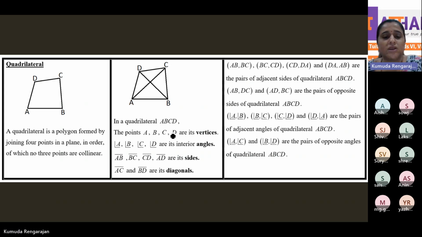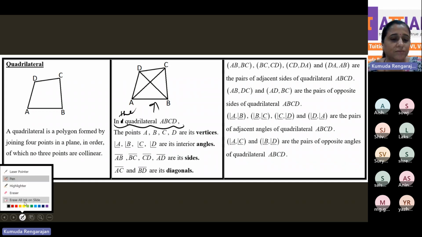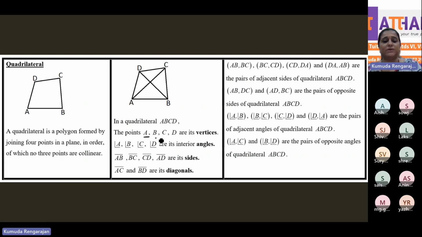Okay. So let's get familiar with these keywords. In the quadrilateral ABCD, the points A, B, C, and D are called vertices. Angle A, angle B, angle C, and angle D. So this is angle A, this is angle B, this is angle C, this is angle D. They're called interior angles.